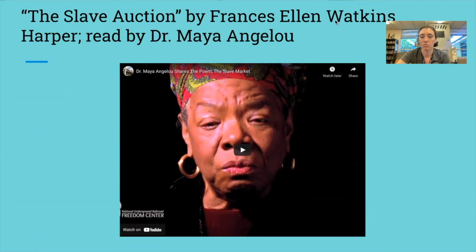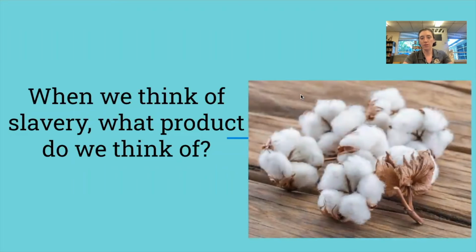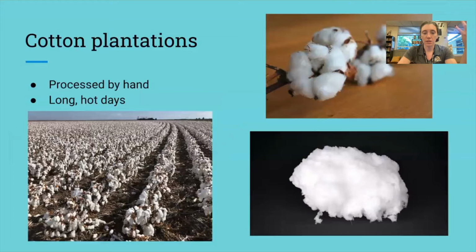So do that now. So what product do we think of when we think of slavery? We think of cotton, most likely. So in the South, cotton is one of the most popular crops that's being farmed on these plantations. This is all processed by hand at first.